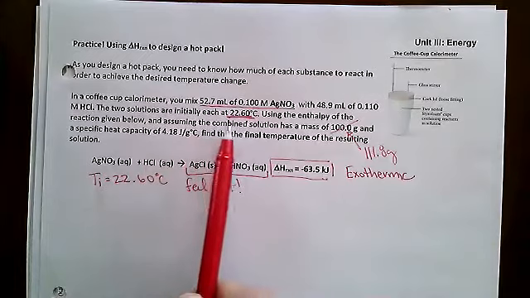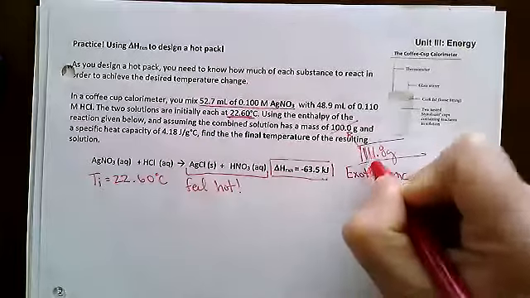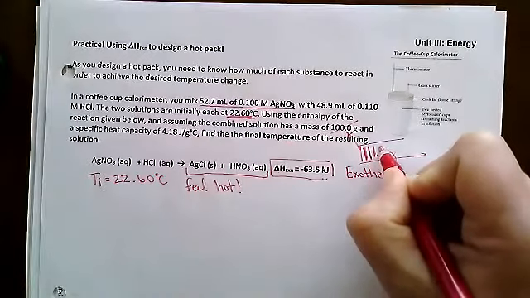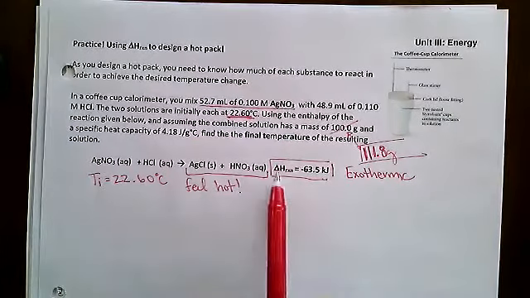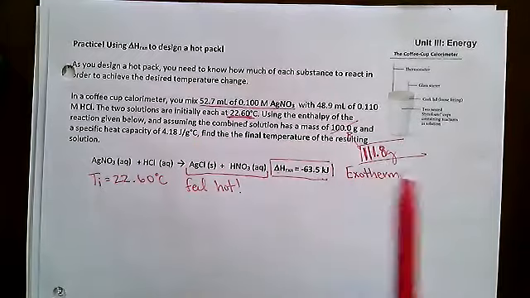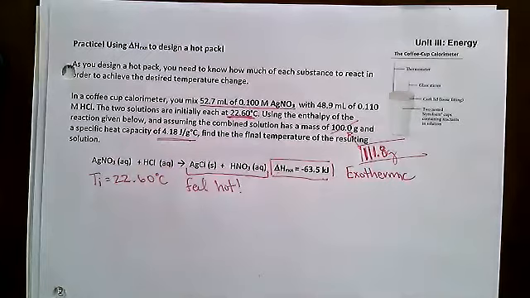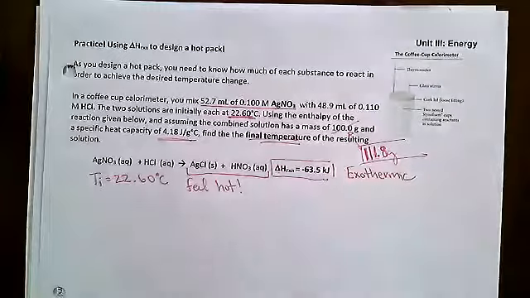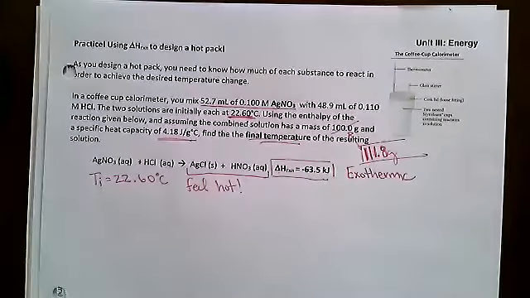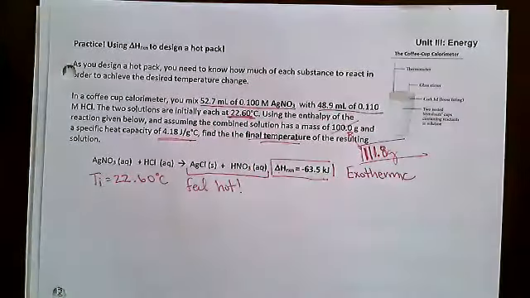And assuming the combined solution, oh, so this is telling you the mass, I changed it. The mass should have 111.8 grams of the solution. So use the mass of the solution, and assume that the solution in the end has a heat capacity similar to water, 4.18 joules per gram Celsius, to find what the final temperature of the solution is going to be after this many moles of reactants react.